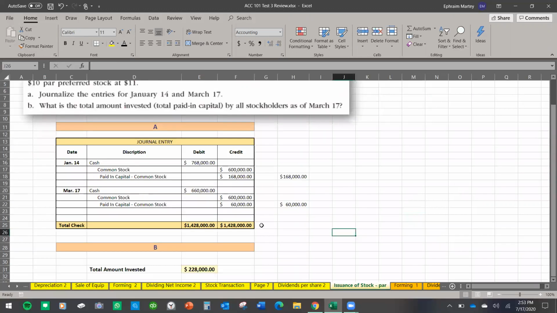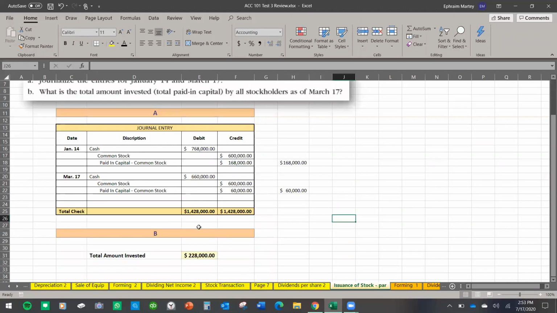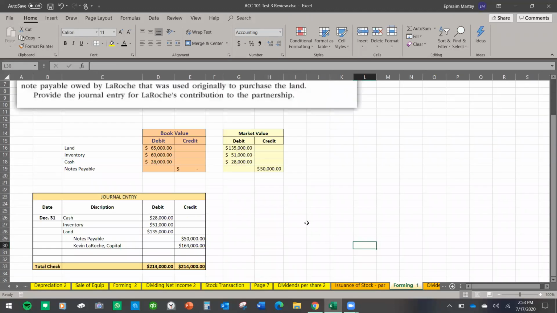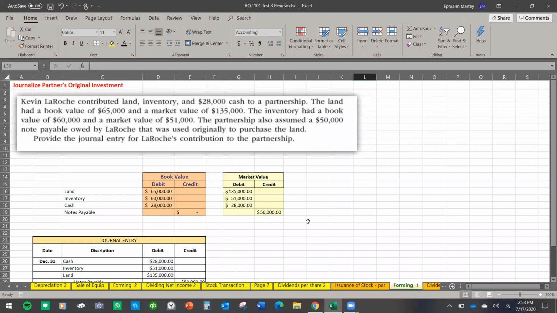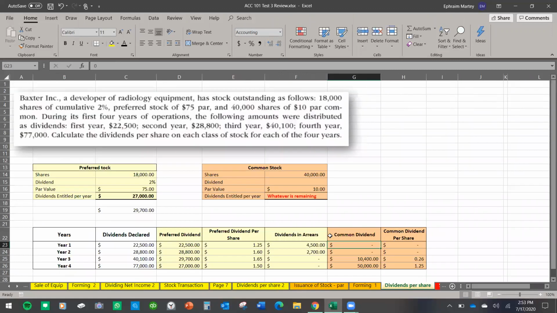Okay. And in the next one, I'm not going to do it, but feel free to pause it and watch it here. Okay, so this is an example. Try it and see if it matches with what I had here. That's A and B. And we also have forming a partnership. You can also pause this and watch it right here as well, and see if it matches with what I did here. We have another dividend scenario. This is different, okay? So you can pause the video and also watch it to see if your answer matches with mine.